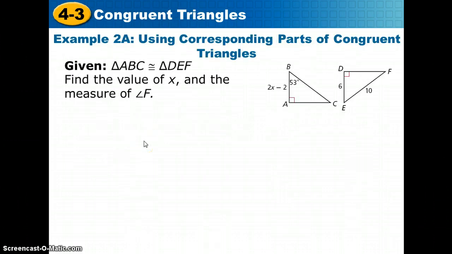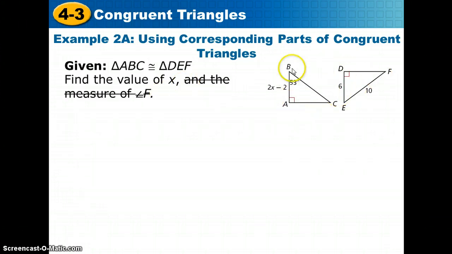Alright, let's take a look at example 2a and 2b. On 2a and 2b, we're only going to do part of what the notes in your note packet ask you to do. Like on 2a, we're only going to find the value of x. We're not going to worry about finding the measure of angle F. We'll do the measure of an angle in 2b. So we're going to find the value of x in this situation.